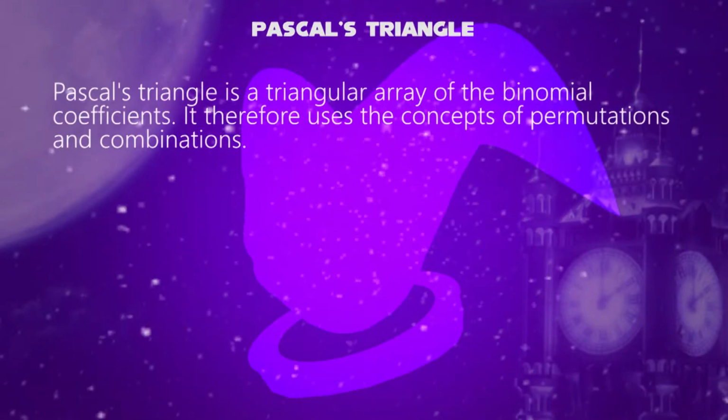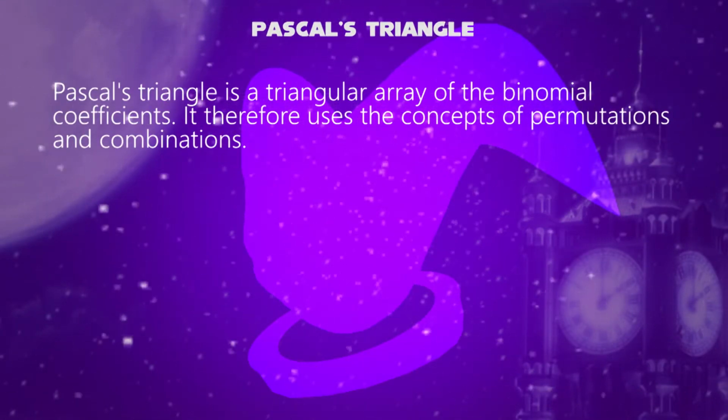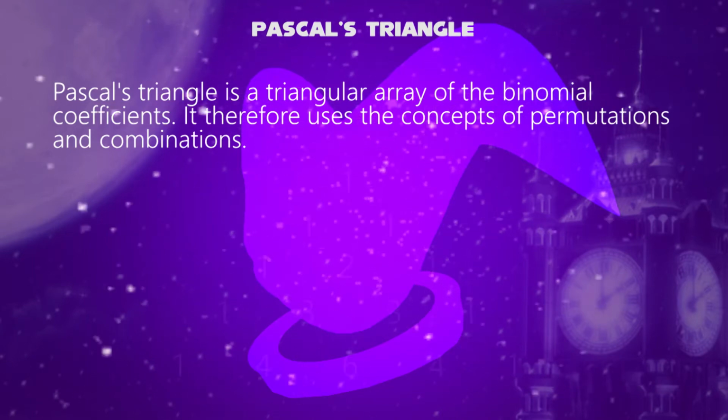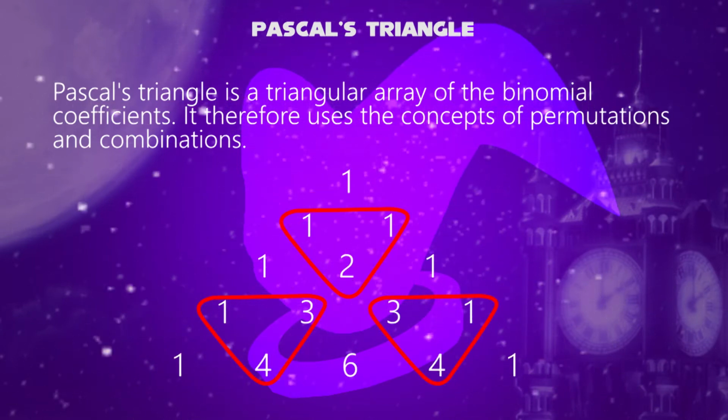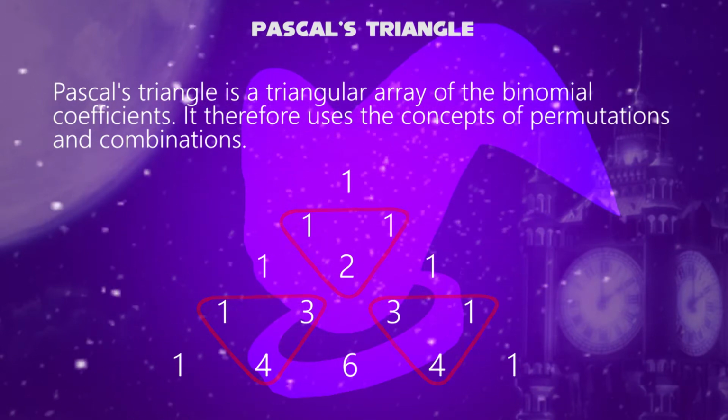Pascal's triangle is a triangular array of the binomial coefficients. It therefore has concepts of permutations and combinations. As you know, the sum of two numbers combine together to form a new value. You know the concepts of factorial, where it begins with the least number.